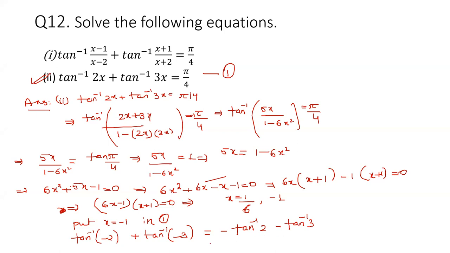So we will reject x is equal to minus 1. For x is equal to minus 1, LHS is negative. Hence, x is equal to 1 by 6 is the solution. Okay. So most of the time, this negative will make LHS negative, so we will ignore it if on the right side we have a positive one. This is clear, Atif and Omar?